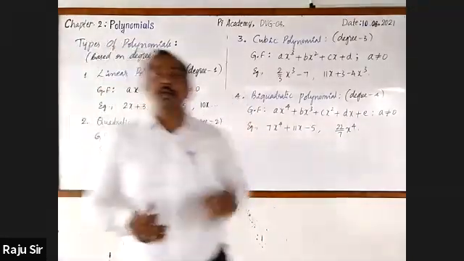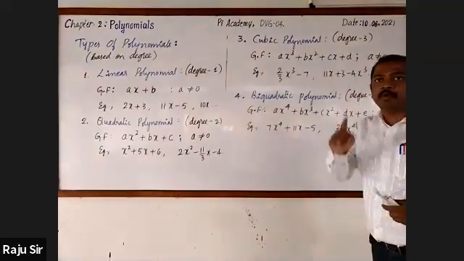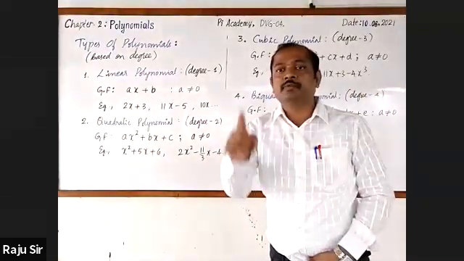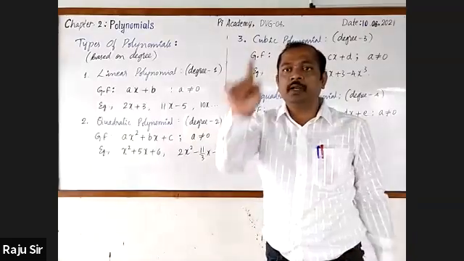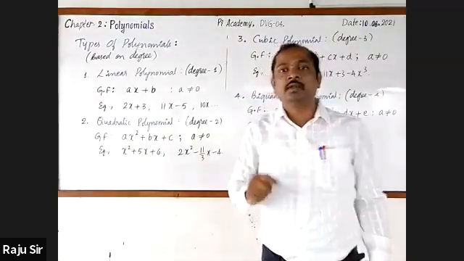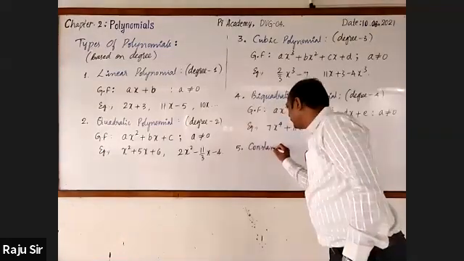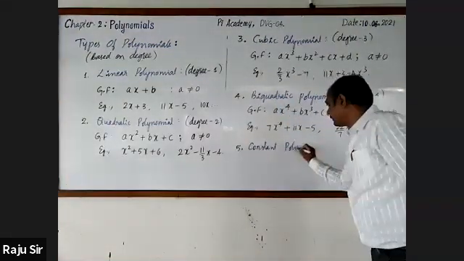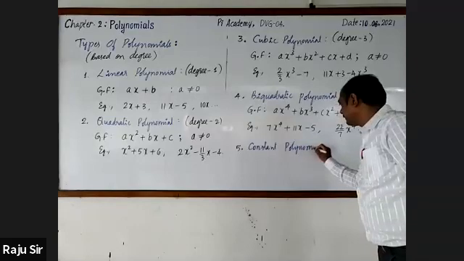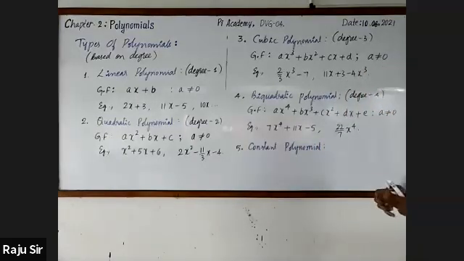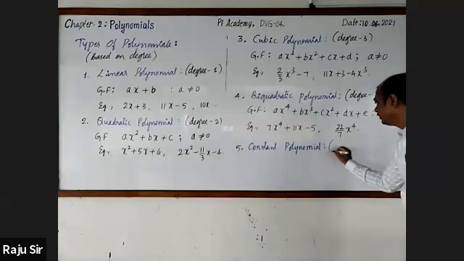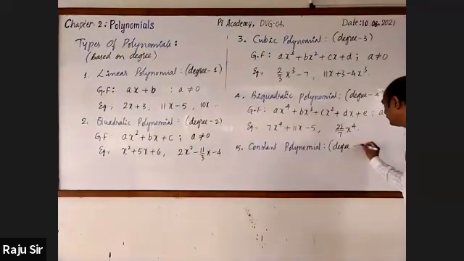It's enough. Then in addition to that, I'm going to take a polynomial of degree 0. A polynomial of degree 0 is called a constant polynomial. Fifth one, constant polynomial. In bracket you may write its degree is 0.